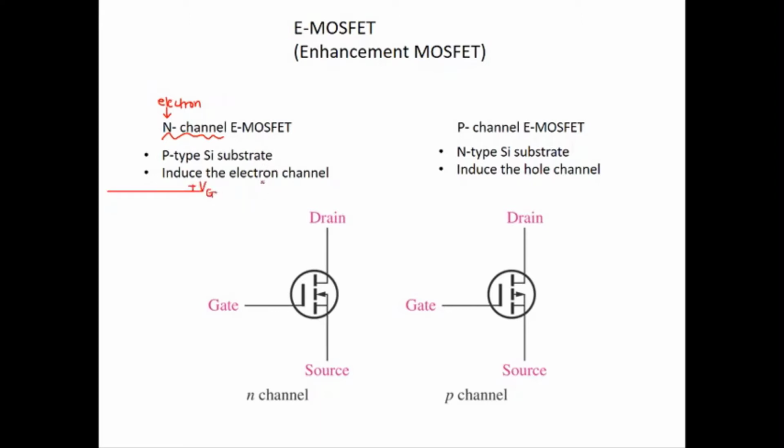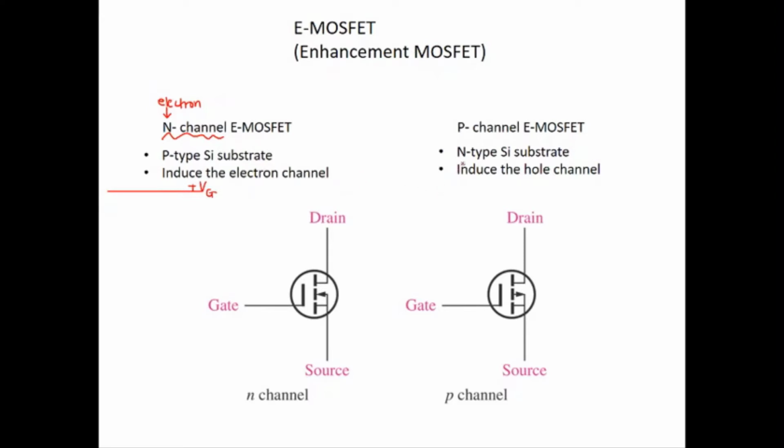In terms of the structure, the EMOSFET is made from a P-type silicon substrate. So the substrate, the base, is P-type silicon. The minority electrons inside the P-type silicon will be attracted by the positive gate voltage and induce the electron channel. This is the N-channel EMOSFET.